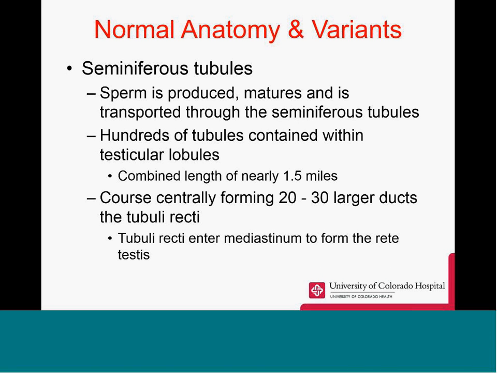Now the seminiferous tubules. This is where sperm is produced. It also matures and is transported through the seminiferous tubules. There are hundreds of tubules contained with each testicular lobule, and combined together it equals nearly 1.5 miles. They do course centrally, forming 20 to 30 larger ducts, termed the tubuli recti. The tubuli recti enter the mediastinum to form the rete testis.